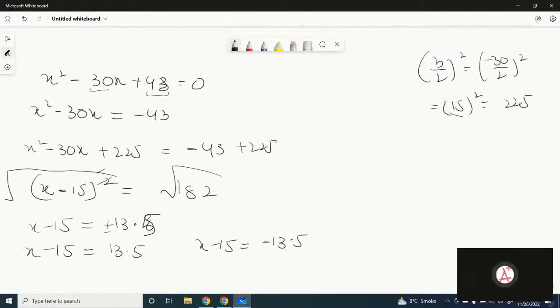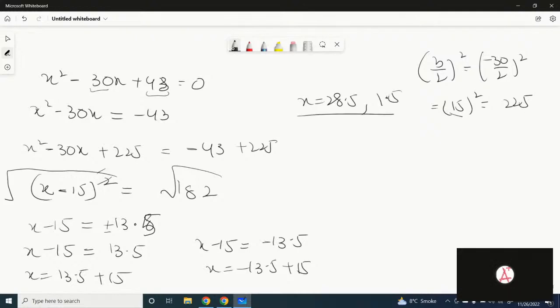Got it? So x equals 13.5 plus 15, and x equals negative 13.5 plus 15. Got it? 13.5 plus 15 is 28.5, and the second value is 15 minus 13.5, it would be 1.5. So these are the two values for the x.